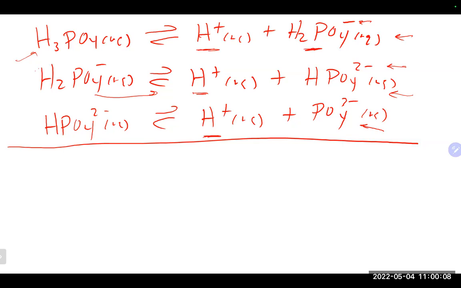Yeah. This is a triprotic acid. This is what is known as a stepwise dissociation, if that's what you're asking. Yeah, so it's a stepwise dissociation of an acid.